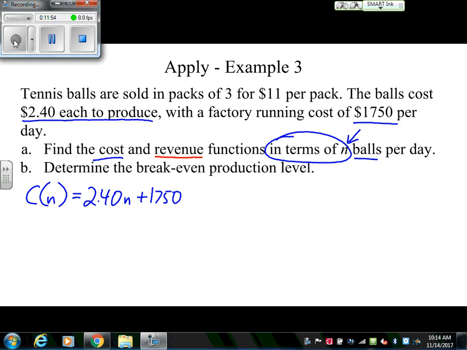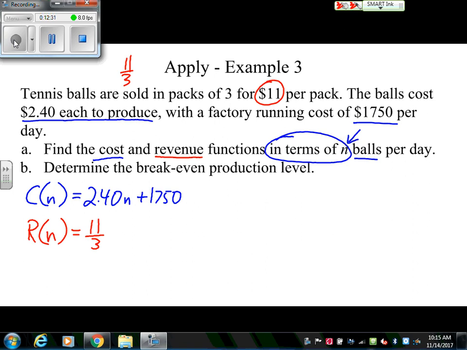That's my flat cost. All right, and now we're going to go ahead and do our revenue function. So our money that we're making, the revenue based on a certain number of balls. Well, we know that we can sell the balls in packs of 3 for $11. But we're not getting $11 for each ball. We're getting $11 per every 3 balls. Or if we take that $11 and divide it by 3, that is equal to the cost of a single ball. So I don't want to write this as a decimal. I'm just going to leave it as a nice little fraction there, 11/3.